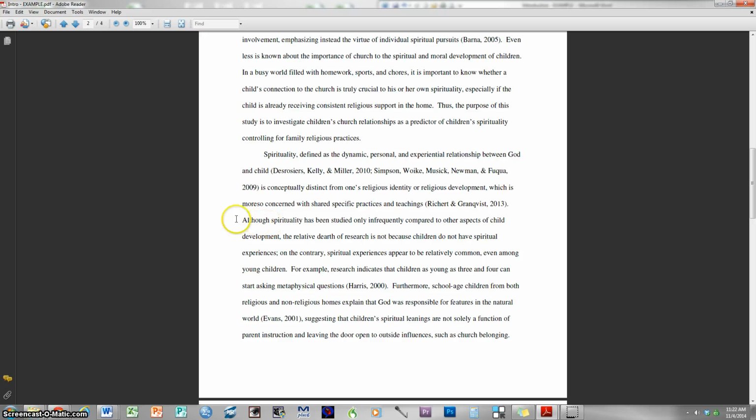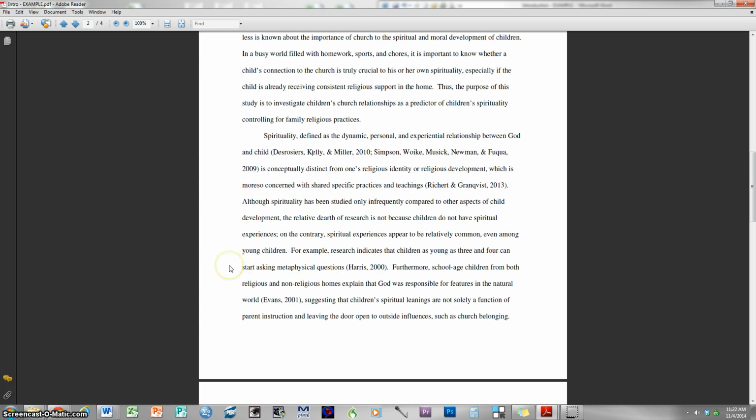We say that spirituality has been studied infrequently compared to other aspects of child development. But it's not because kids aren't spiritual. We find that they can be very spiritual. They ask metaphysical questions. Even kids from non-religious homes have questions and thoughts about God. So this suggests that it's not just about parent instruction. It leaves the door open for outside influences such as church belonging.